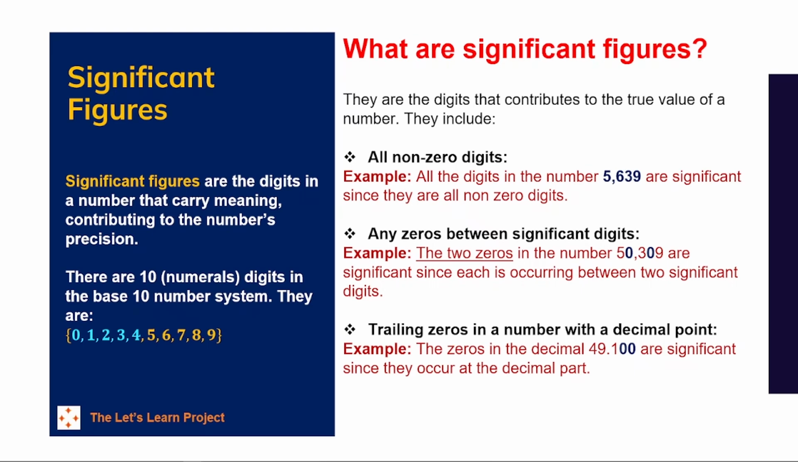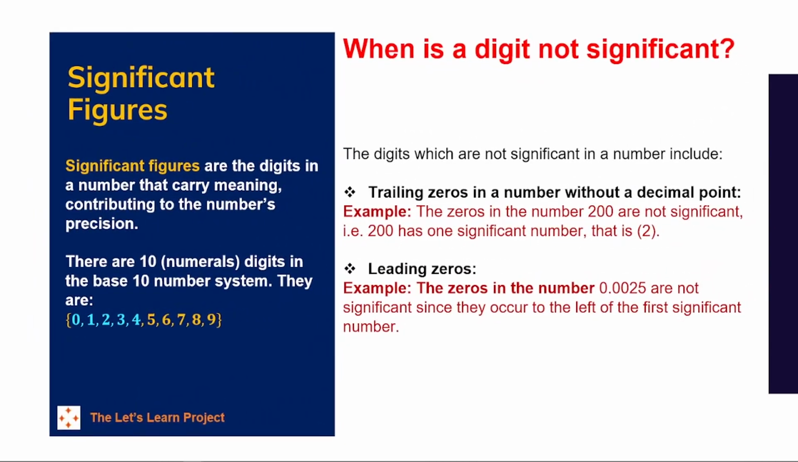Now let's take a look at when zeros or numbers are considered not significant in any number. An example is the number 200. We can see that the trailing zeros in 200 are not significant because they are not coming after a decimal point. There is no decimal point in the number 200. So the zeros trailing the 2 are considered not significant. They are not contributing any value to the number 200.